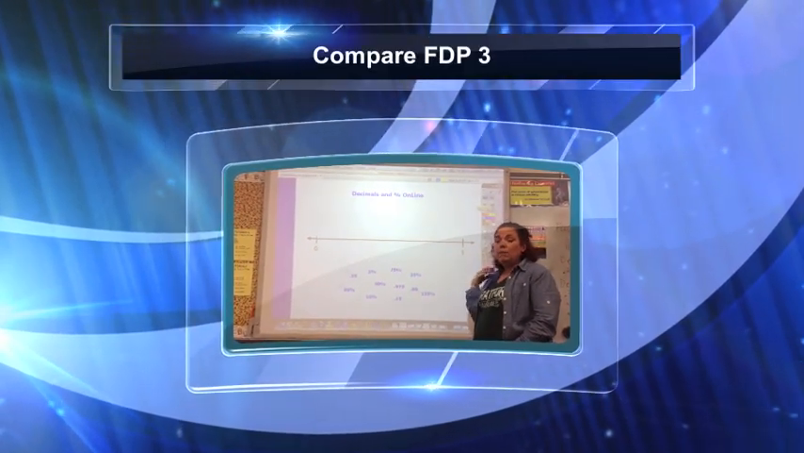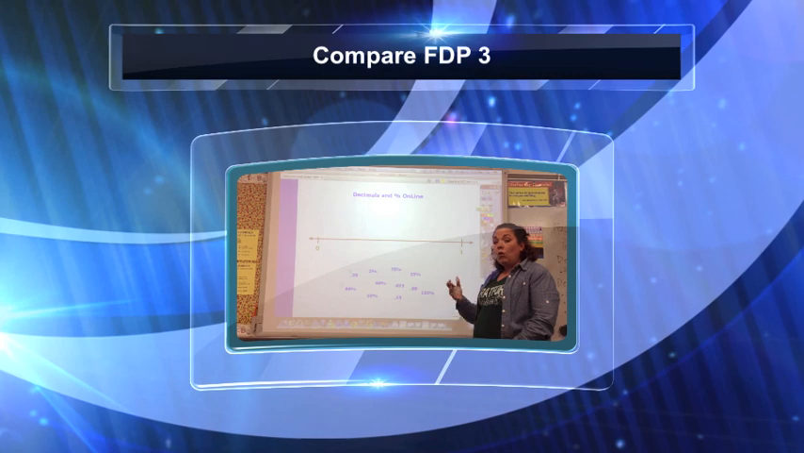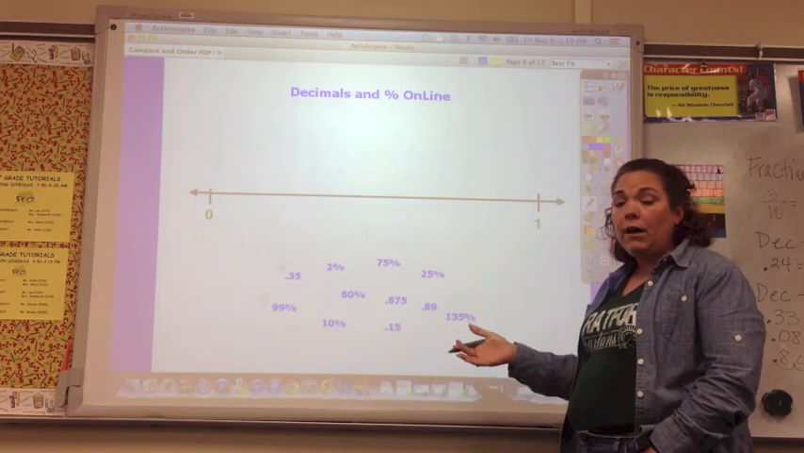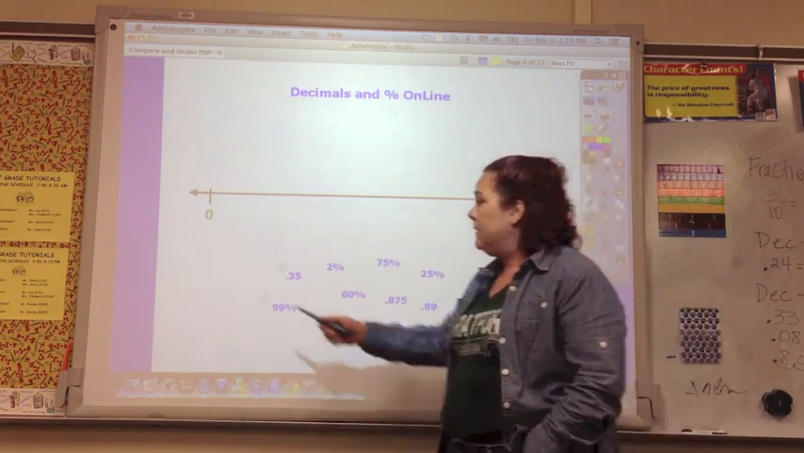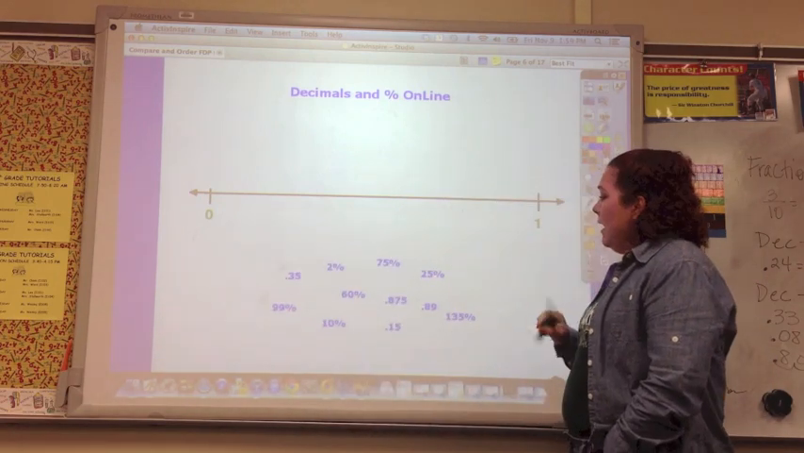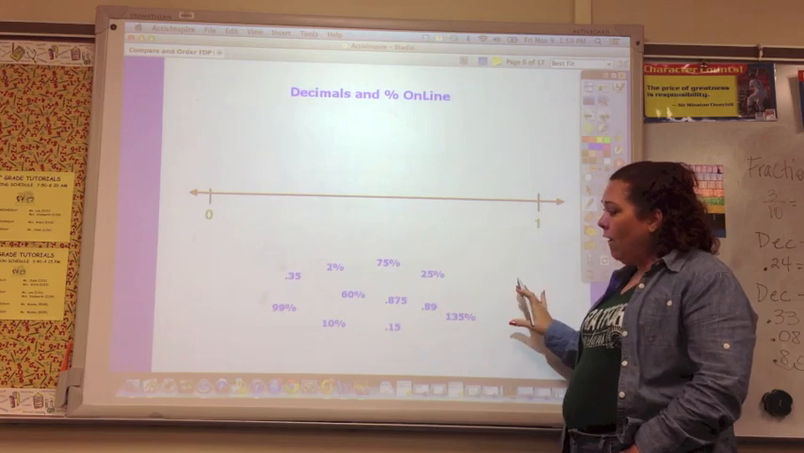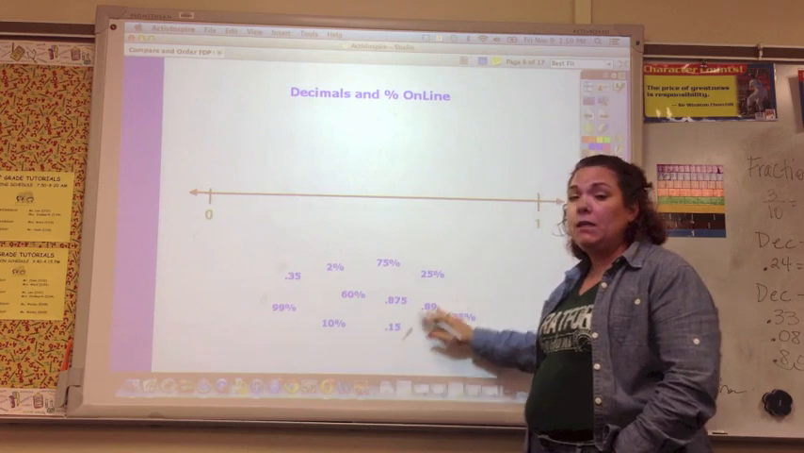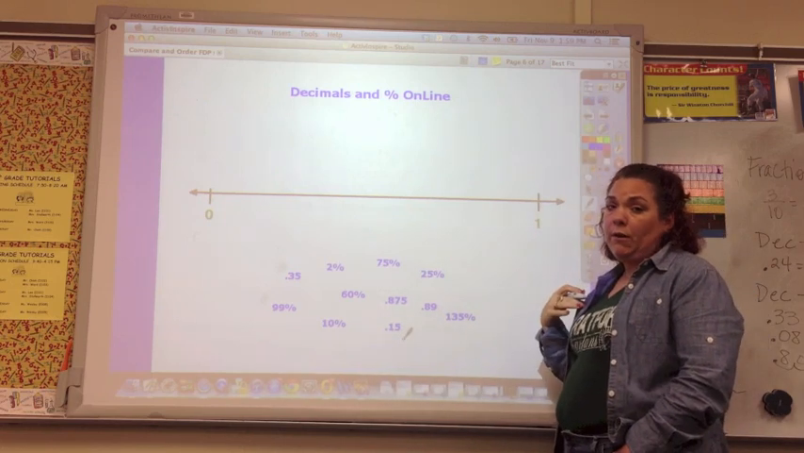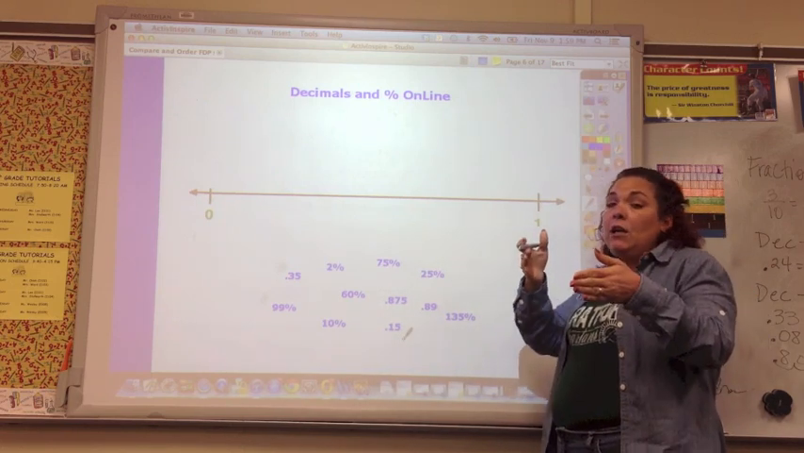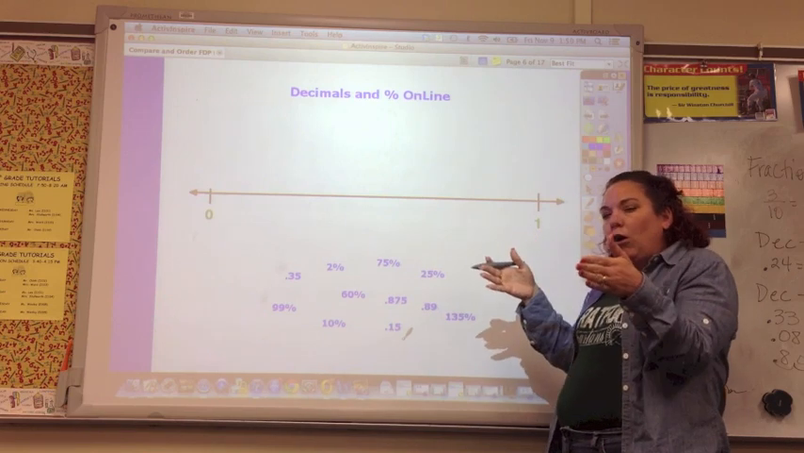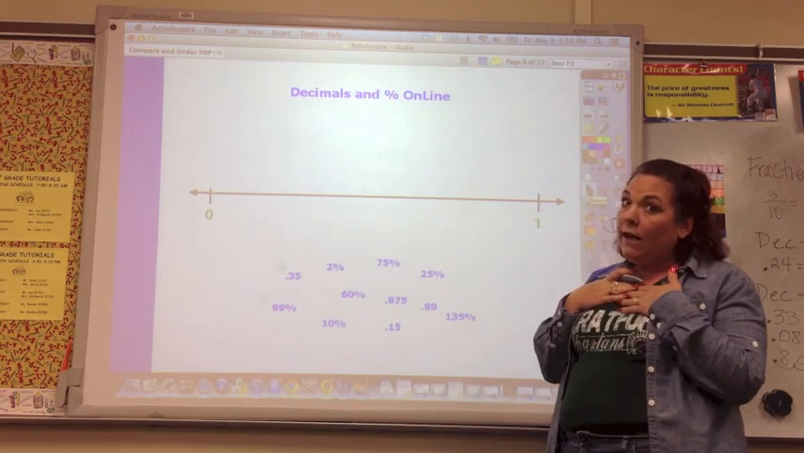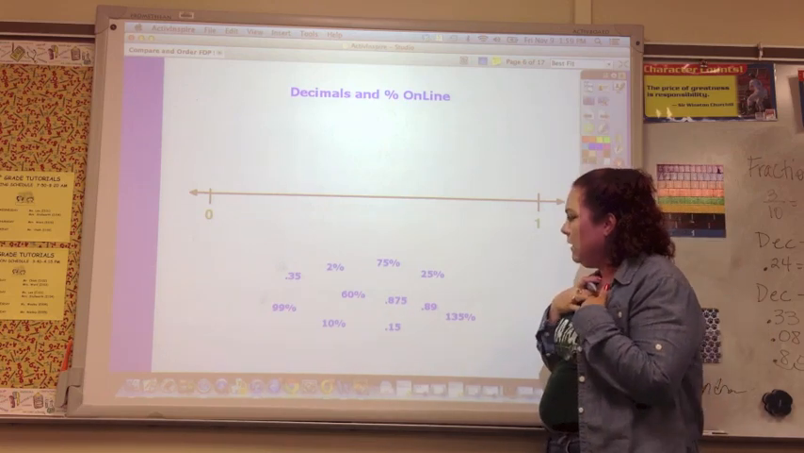Where you start comparing and ordering fractions and decimals and percents on a number line. So you're given a number line from 0 to 1. We're looking at decimals and percents, and you're supposed to take all these decimals and percents and put them where they're supposed to go on the number line. And it needs to be in the right place if you were to draw models and look at it that way. So I'm going, because I like percents best, to start with percents.